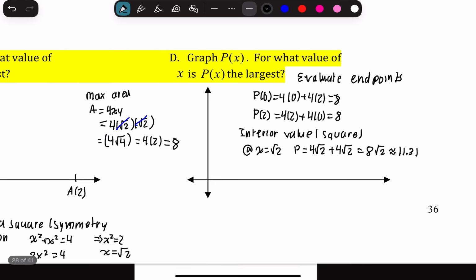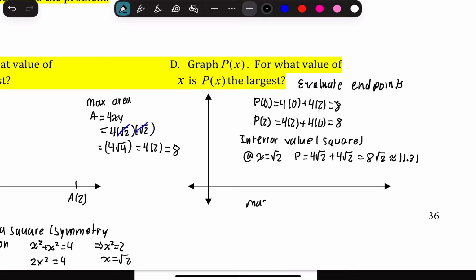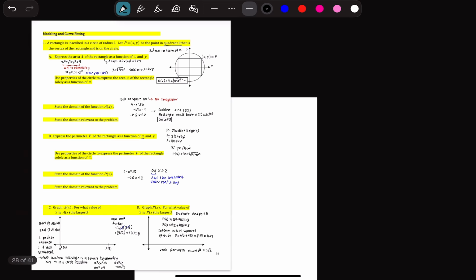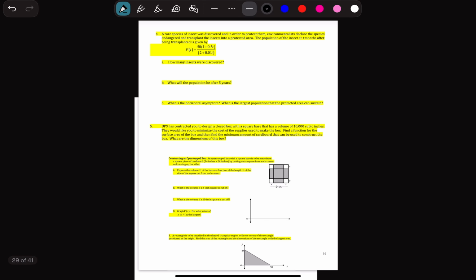So the maximum perimeter occurs at x is equal to the root of 2. Now let's move on to our next question.